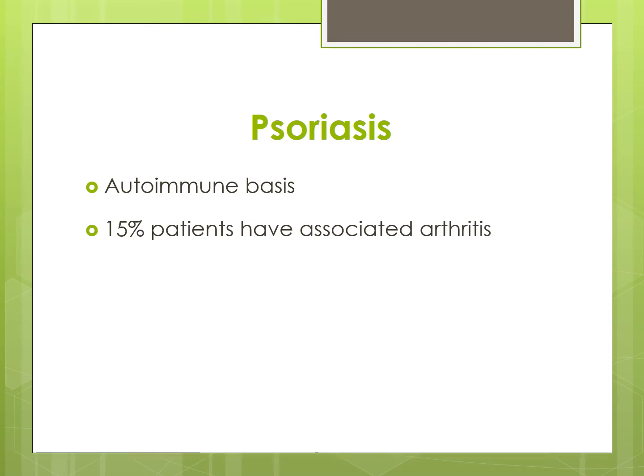This is a very important point: 15% of the patients who develop psoriasis have an associated arthritis, and that arthritis is associated with the HLA-B27 gene. This HLA-B27 gene is also associated with a few other arthritis or autoimmune disorders, and psoriatic arthritis is one of those disorders.